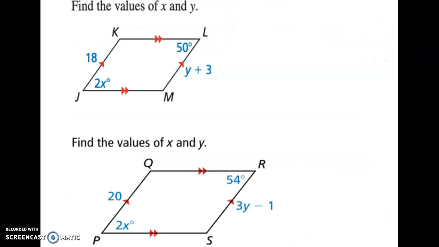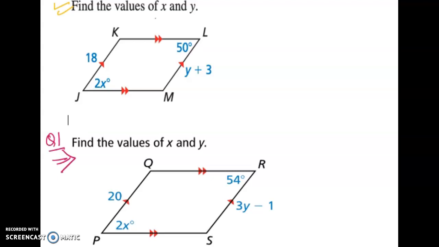Okay, so we just discussed the properties of parallelograms. Let's use them in these types of questions. So first question, I will solve it for you. The question that you have to solve on your own is this one. So just watch how I solve it.